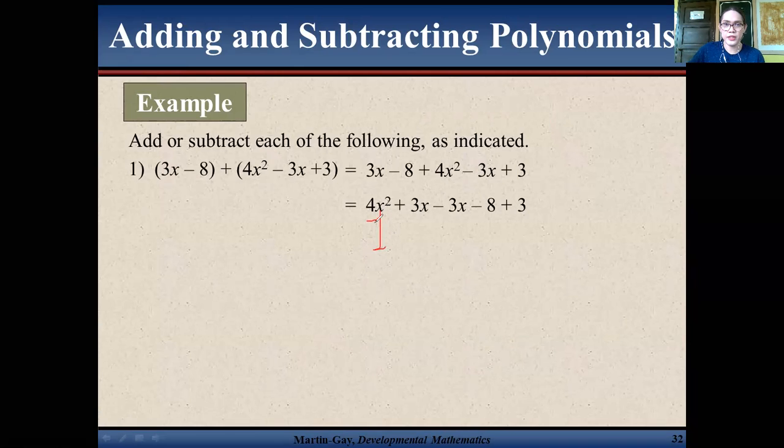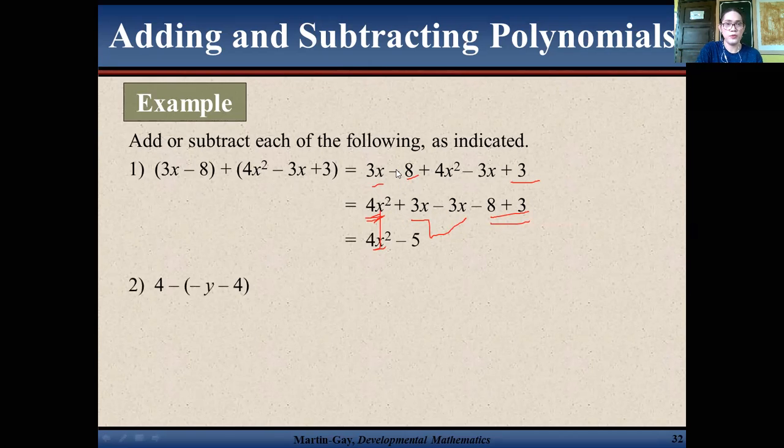So since there is no like term for x squared, let's proceed to 3x. 3x has a like term, 3x and minus 3x. And of course, the constant term has a like term, which is negative 8 plus 3. So to solve this one, you have 4x squared minus 5. Why minus 5? Because 3x minus 3x is 0.